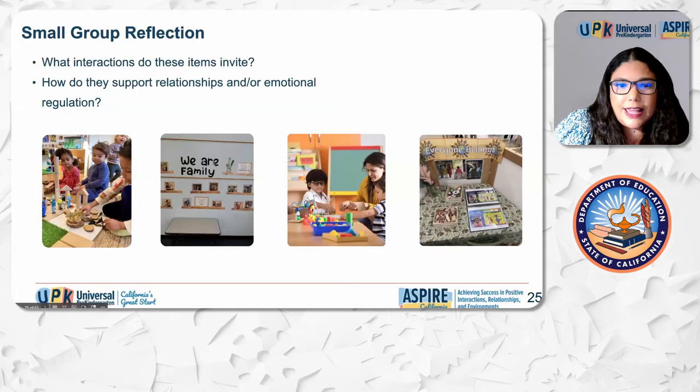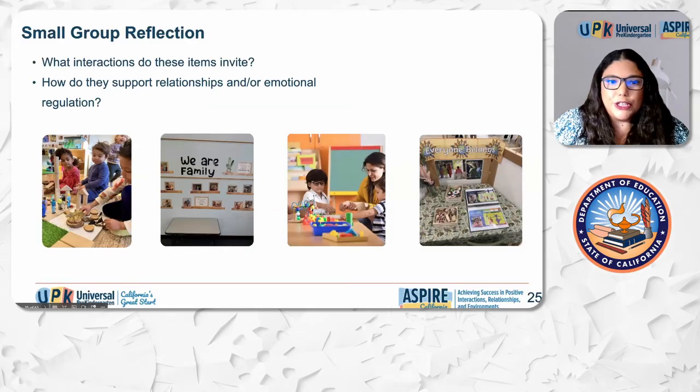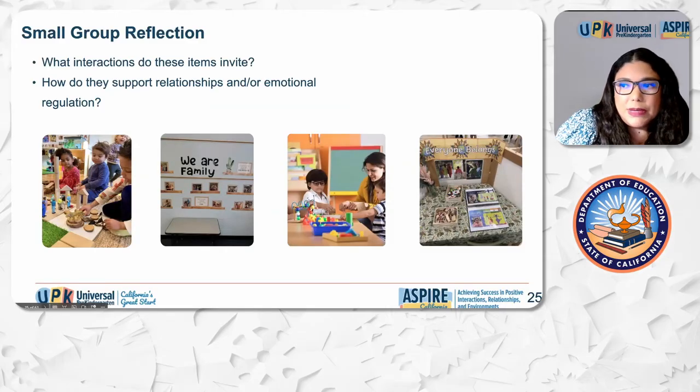So we just looked at a collection of images and photos that support emotional support within the class environment. So here we have these 4 images, and looking at these items that we just explored, like space for cooperation, sightlines, adult furniture, and a space for children's privacy. What interactions do these items naturally invite?